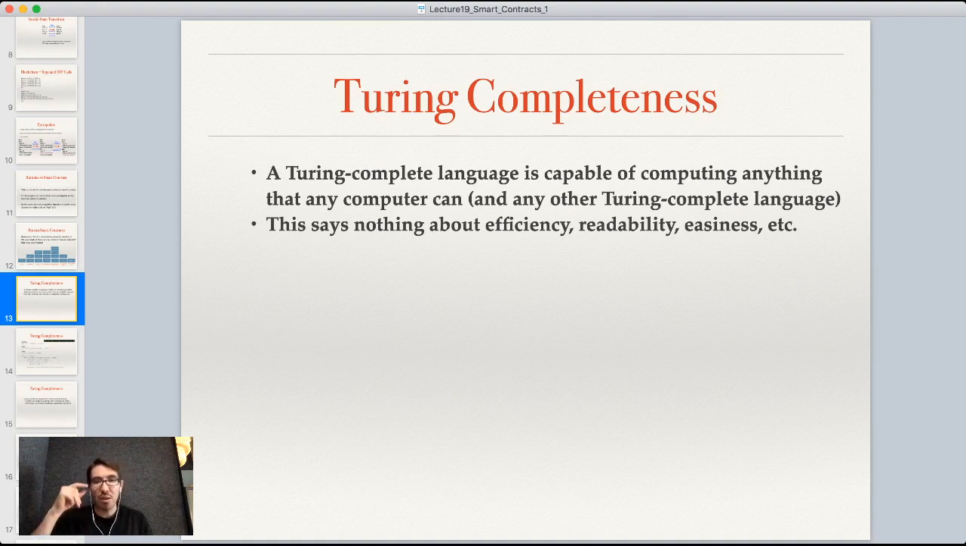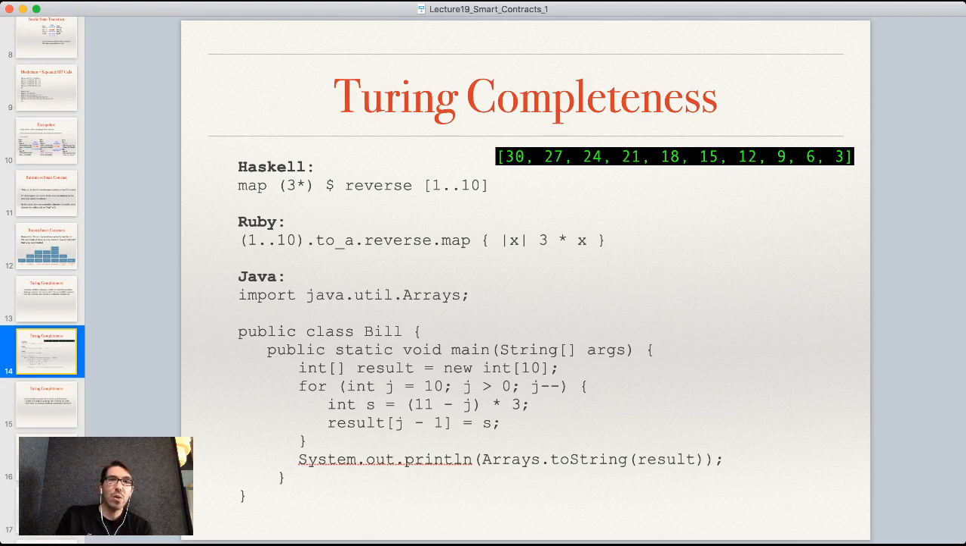And there are a lot of languages out there that are Turing complete. Most programming languages that you may be familiar with are Turing complete. However, there are many also that are not. Bitcoin script, as I mentioned, is deliberately not Turing complete, and this limits what we can do with it. But a Turing complete language, no matter how it looks, will be able to compute the same things.